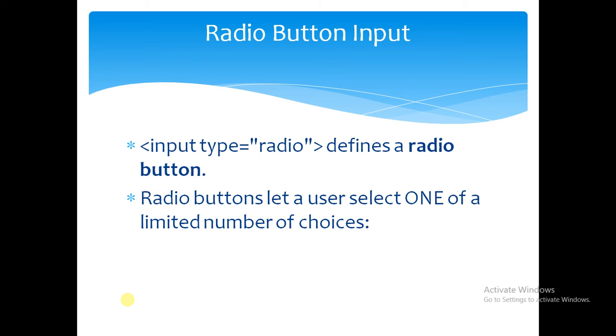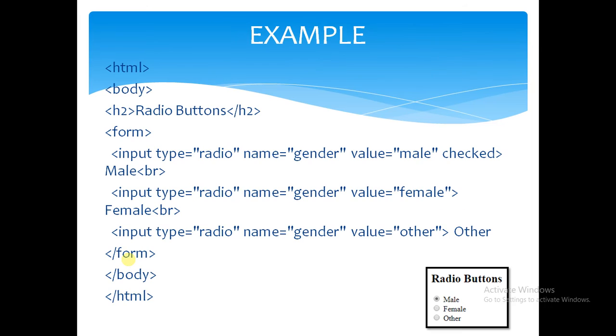After that, radio button input. Input type equal to radio defines a radio button. This tag is used to define a radio button. Radio buttons let users select one of a limited number of choices. Suppose if you want to create a multiple choice question, like if you have 3 radio buttons, male, female and others, one time you can select only one option. So we need to create a radio button.